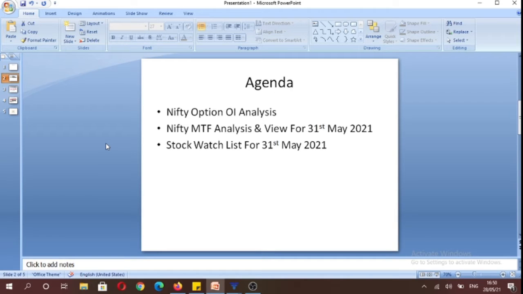The purpose for making this video is to analyze Nifty options open interest data. We would be analyzing Nifty on multiple time frames, and we would be framing a view for Monday, that is 31st May. Apart from the index, we would also be discussing our stock watch list for Monday. So let's start by analyzing options open interest data.